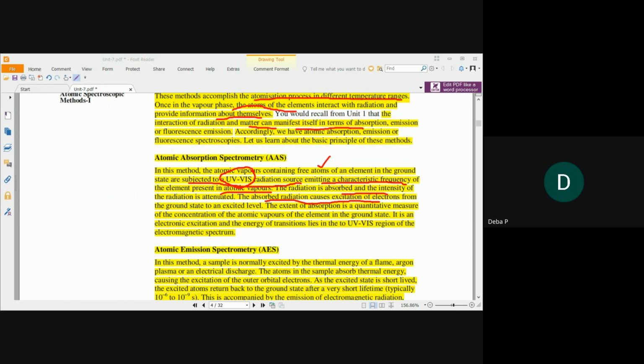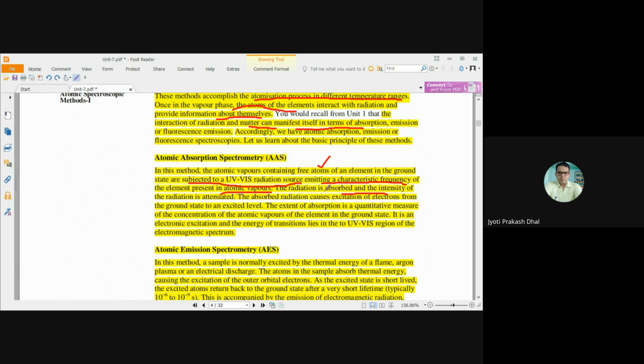So initially the free atoms present in the sample will be subjected to a UV visible source, and after that the electrons present in the free atoms will undergo excitation, and they will emit electromagnetic radiation of a characteristic frequency. By analyzing that frequency, we can conclude which atoms are present in the sample.